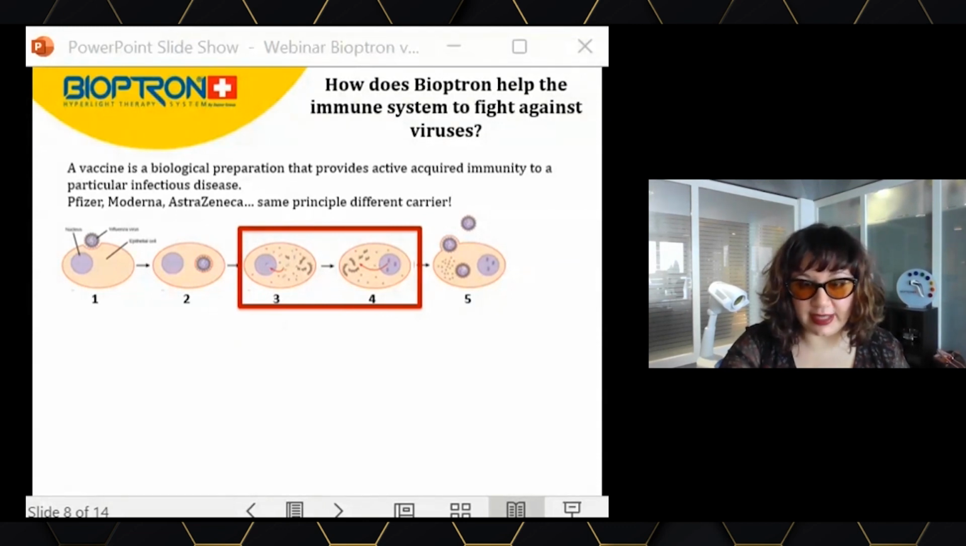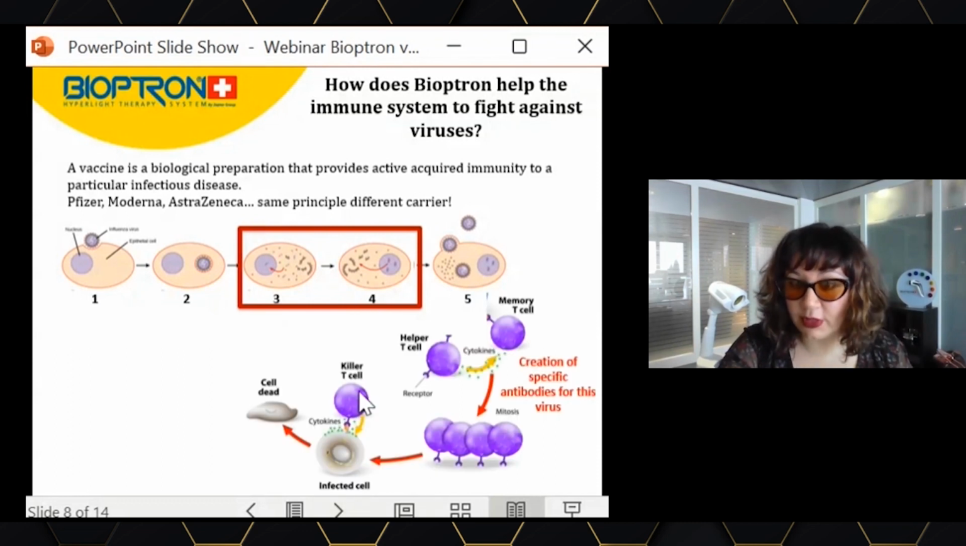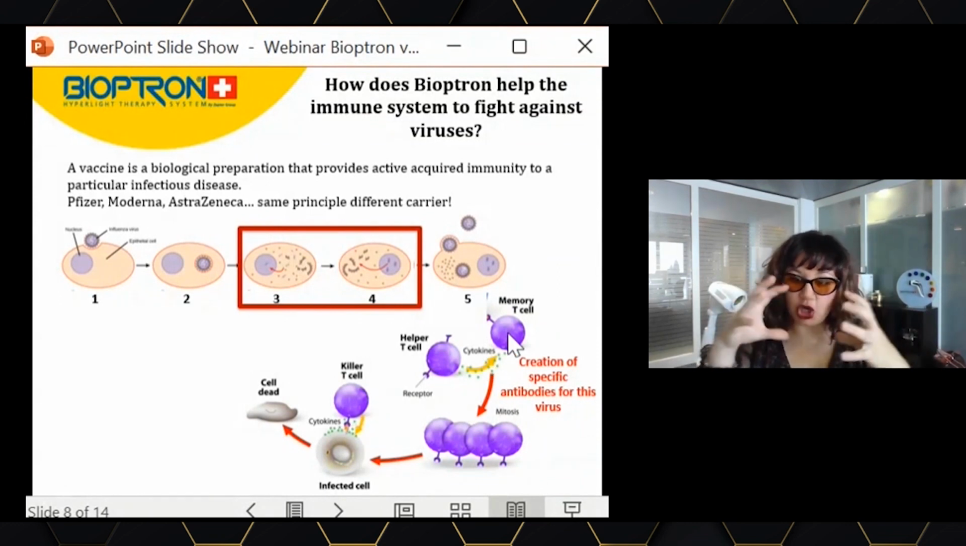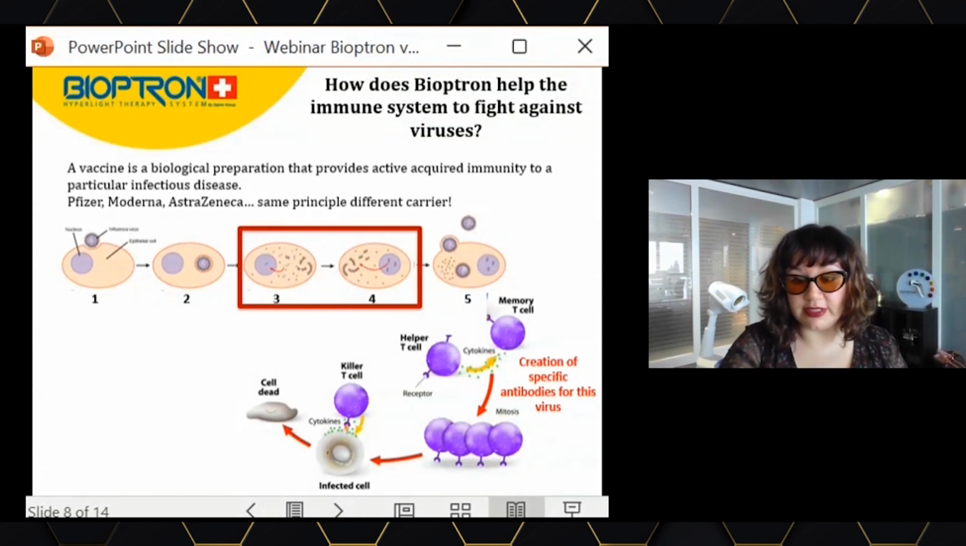So Bioptron, in that case, we know that it's involved very actively in this connection between cells. As I told you, it will help to produce these cytokines that will favor the connection between cells to produce the antibodies. So when you take a vaccine, or when you have been infected by the coronavirus, your immune system will naturally have this process of connection between cells to produce these antibodies, but using Bioptron will have a synergic effect to produce these antibodies.